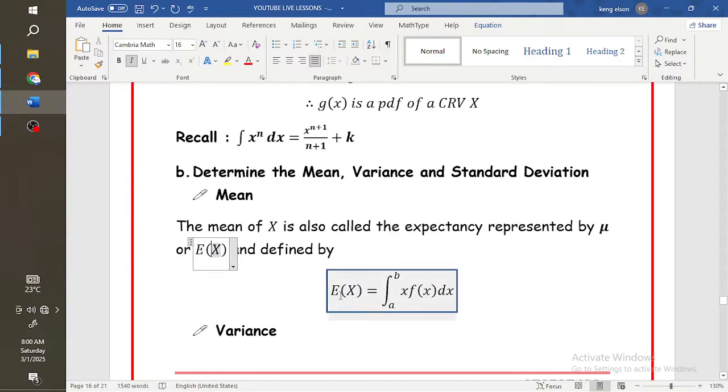And what is the definition? E of x is equal to the integral from a to b of x times f of x. This f of x is a probability density function of the continuous random variable x. So here is a definition of the mean. So we are going to integrate, but we are going to multiply the function with x before integrating, and then we integrate on the bounds where the function is defined. So that is a mean.